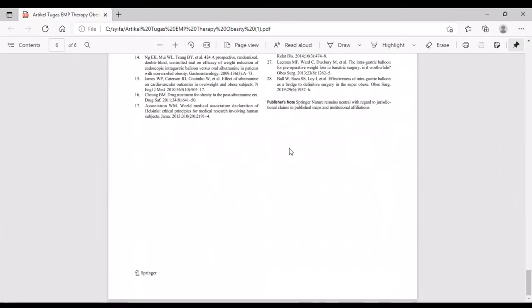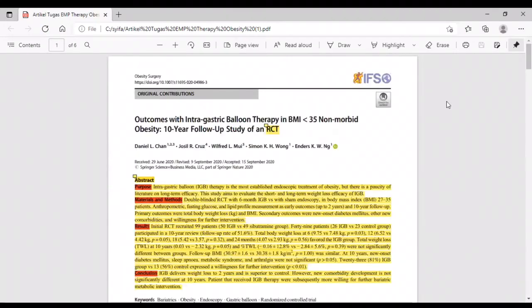That's all of the CONSORT checklist in this article. The title is Outcome with intragastric balloon therapy in BMI less than 35 non-morbid obesity in a 10-year follow-up study of an RCT.